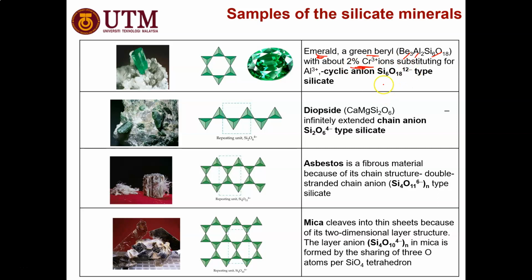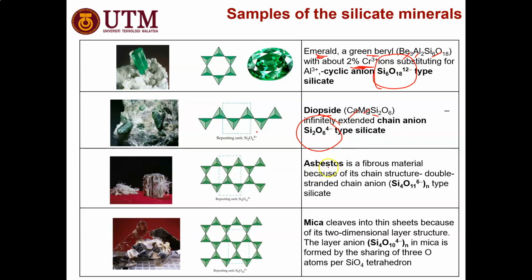Okay, so kat dalam dia ada anion ni. So diorang semua ada silicate anion yang lain-lain yang disusun. So yang dalam case emerald is Si6O18 12-. While there's also something called diopside. Okay, pun dia ada calcium, magnesium and also silicate kat dalam. Tapi dia punya silicate is Si2O6 4- type. So nampak tak, dia repeating unit tapi dalam susunan lain-lain.